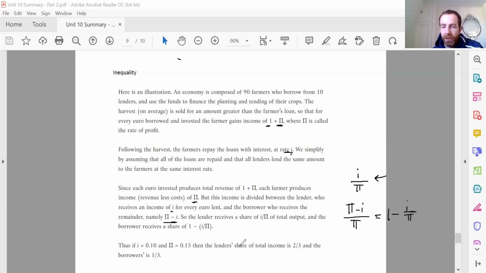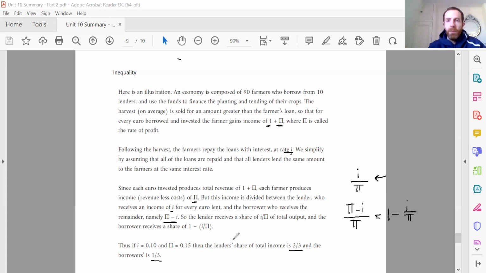So now we put some numbers to this. If the interest rate is 10% and the rate of profit is 15%, then you put those numbers in for the lenders, the people who are lending out: I is 0.10, pi is 0.15. That means they get 2/3 of the income. And as a result, the borrowers get to keep 1/3.